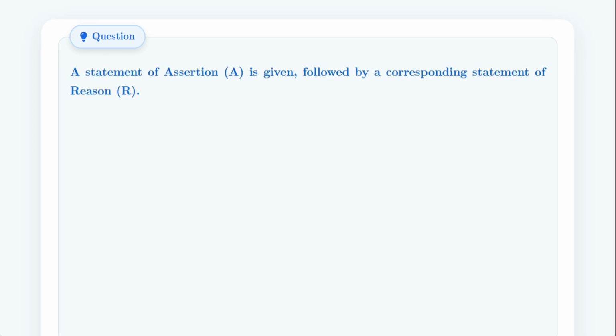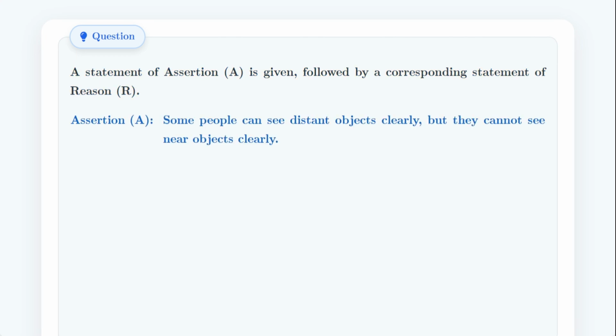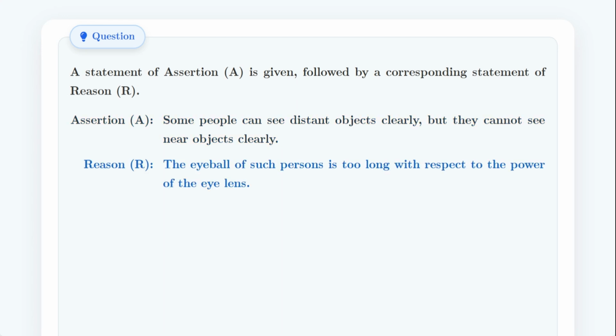Let's look at an assertion-reason question about vision defects. We have an assertion A and a corresponding reason R. Assertion A says, some people can see distant objects clearly, but cannot see near objects clearly. Reason R states, the eyeball of such persons is too long with respect to the power of the eye lens.